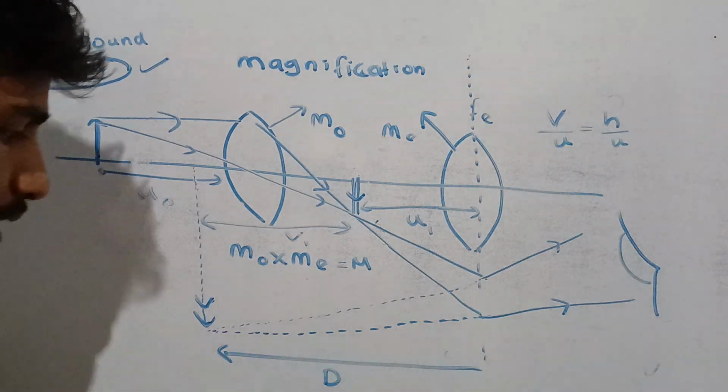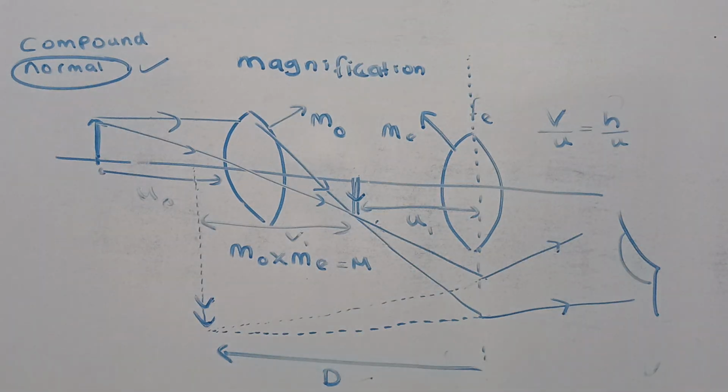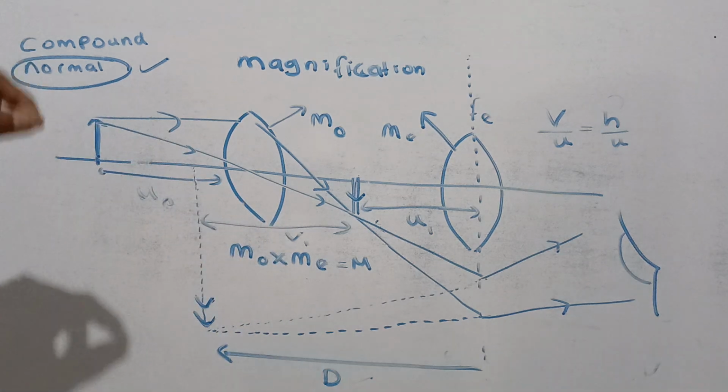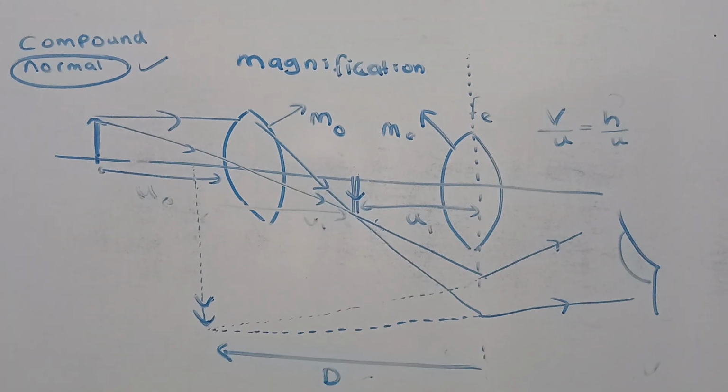Now having D in the answer is not a problem because we know an answer for D. It is the least distance of distinct vision. But we actually don't know what v1, u0 and those are, because from person to person this used to change. So let's see how to do this. Let's work on this step by step.